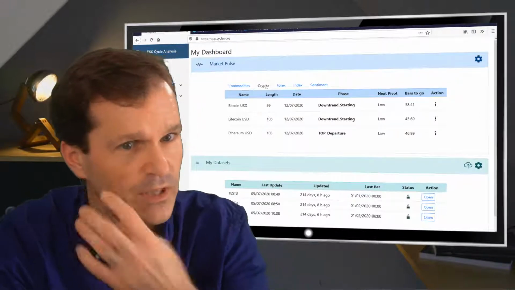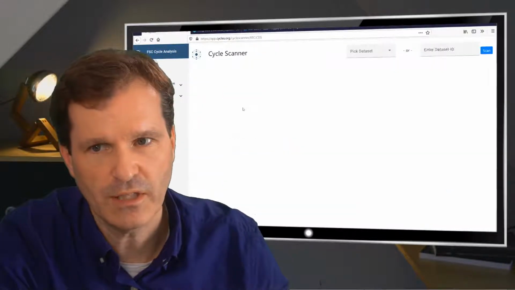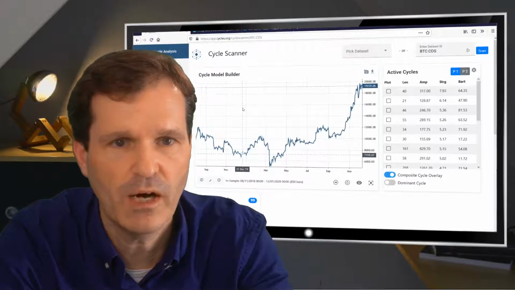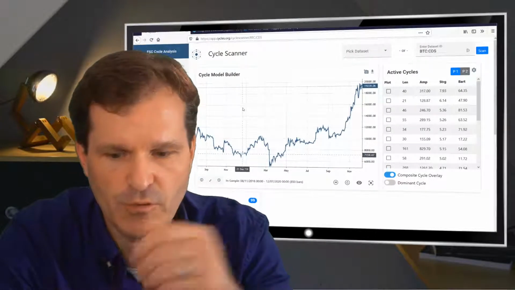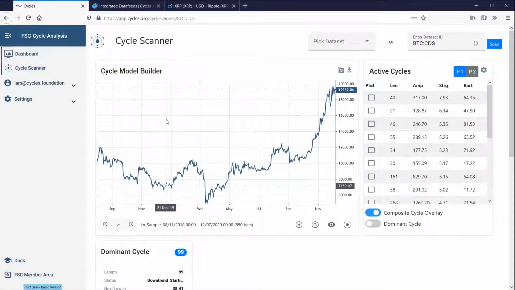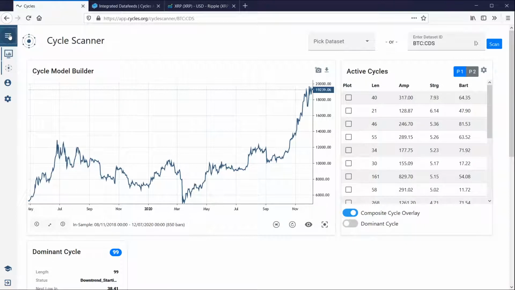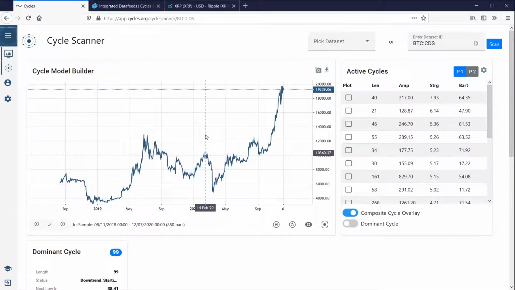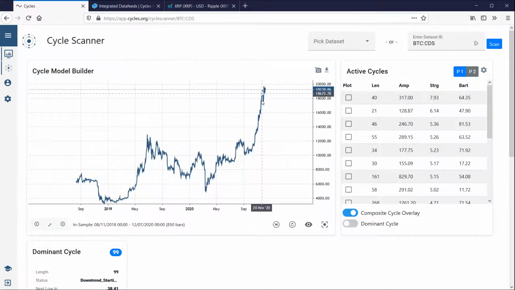Let's start with standard Bitcoin in this case. Let's go to our cycle scanner and switch to the cycle scanner settings. I will go into full screen mode so that you can follow me a little bit better. First of all, this is the Bitcoin chart. We have peaked during the last months. We have tried to do some analysis. First, let's load some more data on the chart.